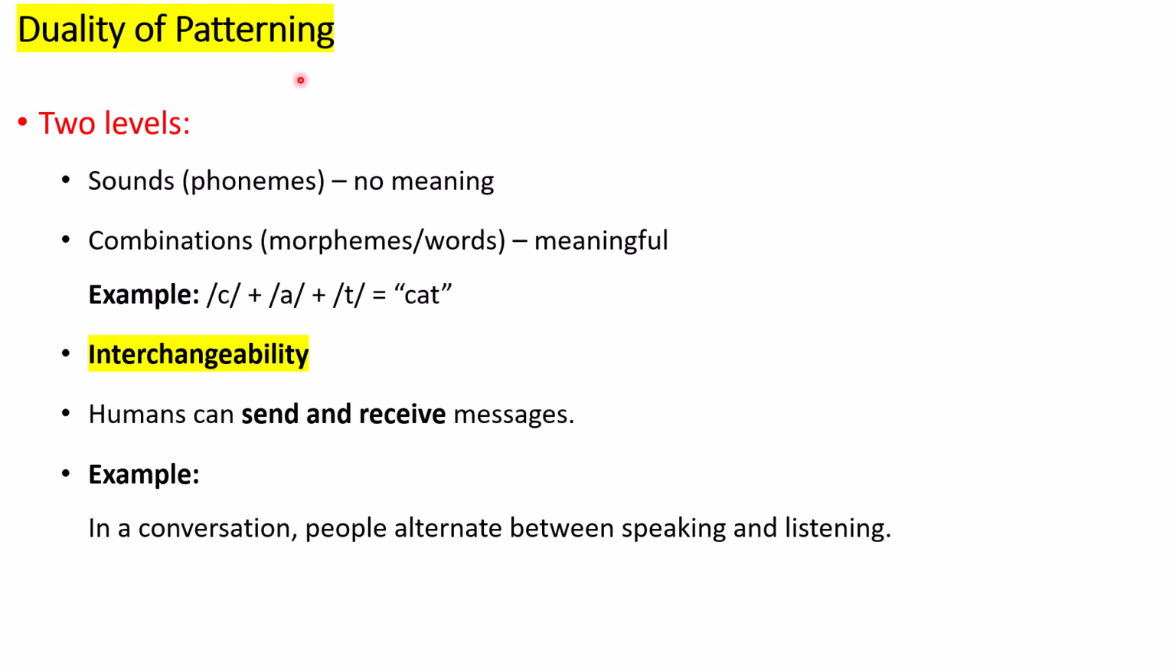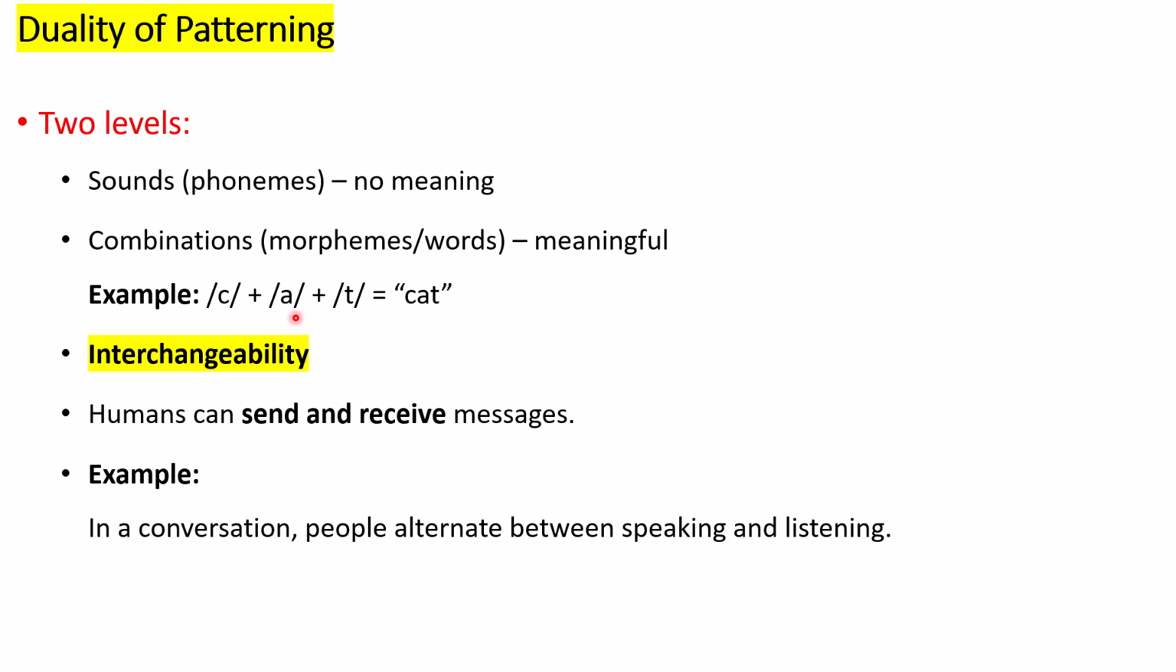Duality of patterning. So here in human communication, language operates on two levels. There is a set of meaningless sounds or phonemes. So they have no meaning. A set of meaningless sounds, phonemes, p, b, t, k, g, like that. Then a combination of those sounds into meaningful words. Meaningful words are morphemes.